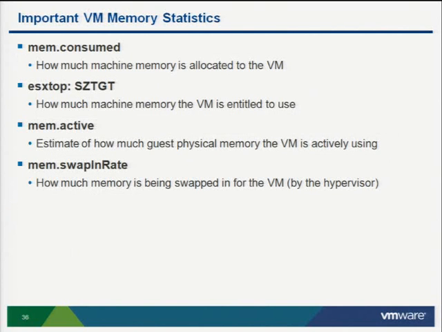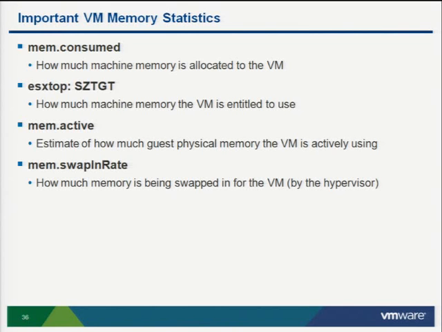Okay, so now what are the important metrics to look at? First, we have a VM's memory.consumed, obviously a pretty important one. It just tells you how much machine memory has currently been allocated to that VM.